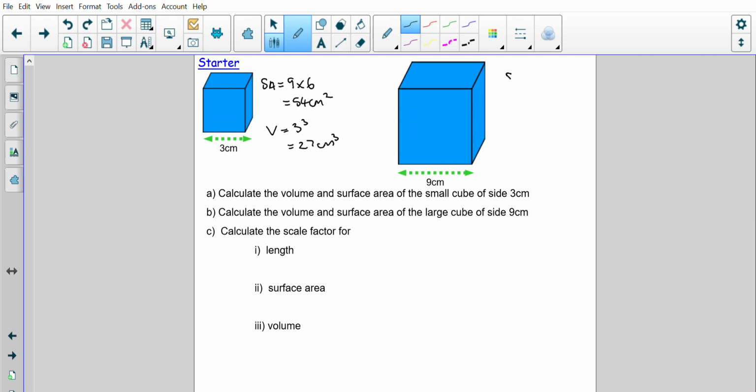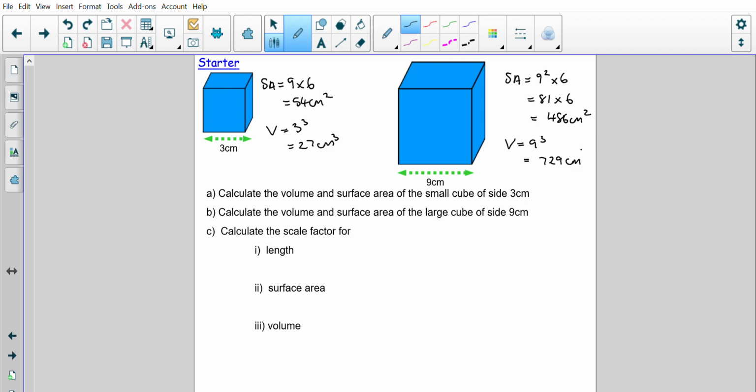For the larger cube, surface area is 9 squared, and then there are 6 faces. So I've got 81 times by 6, 486 centimetres squared. The volume, 9 cubed, 729 centimetres cubed.